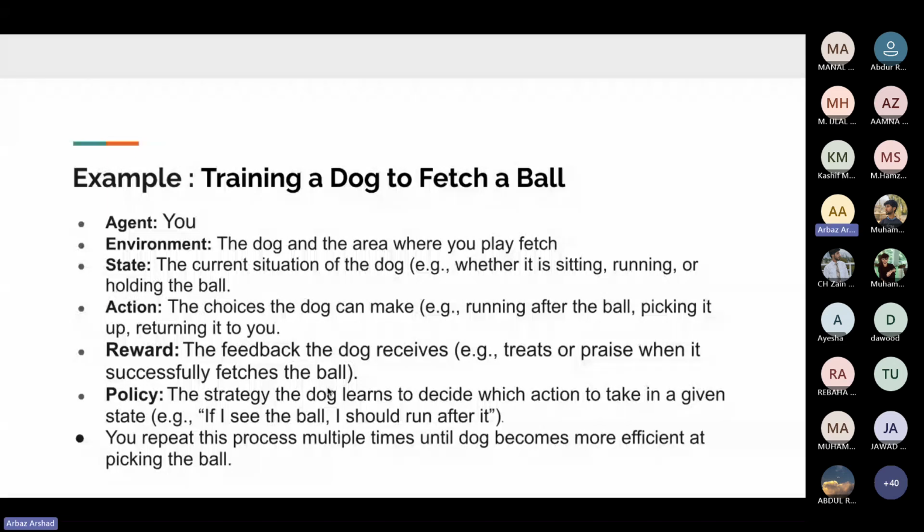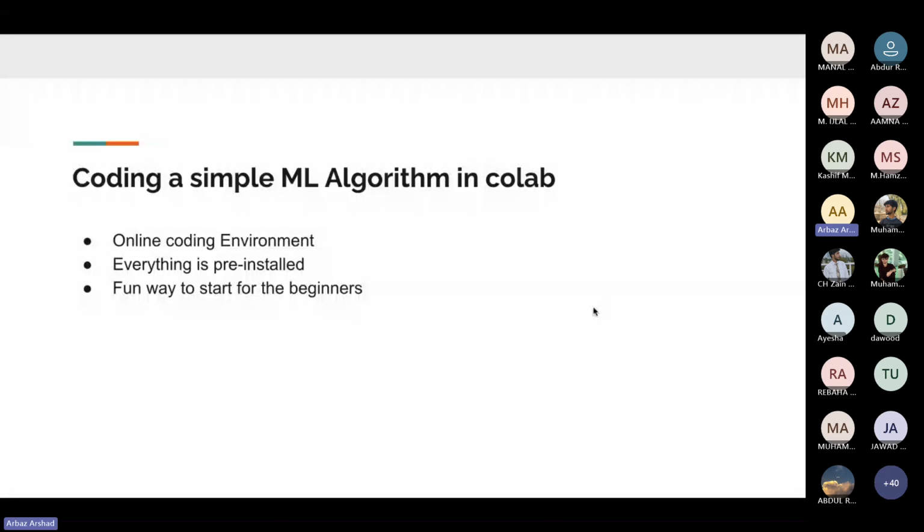So these were the types of machine learning. And now we will look at coding logistic regression inside a Google Colab laboratory. This is an online environment. It has everything pre-installed.